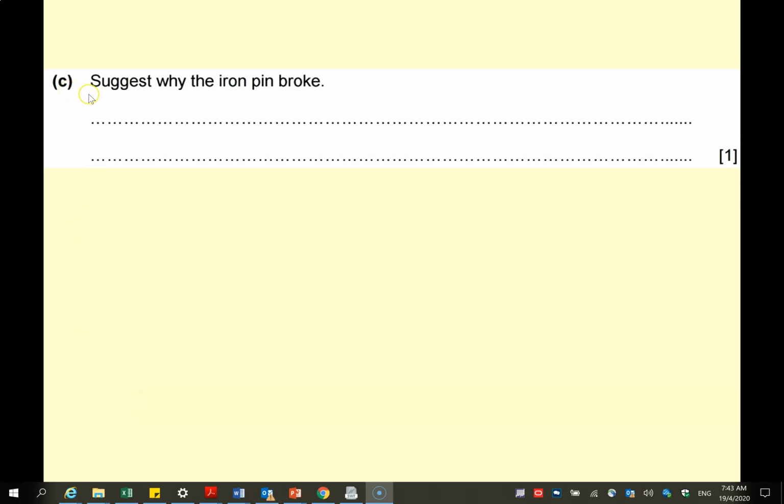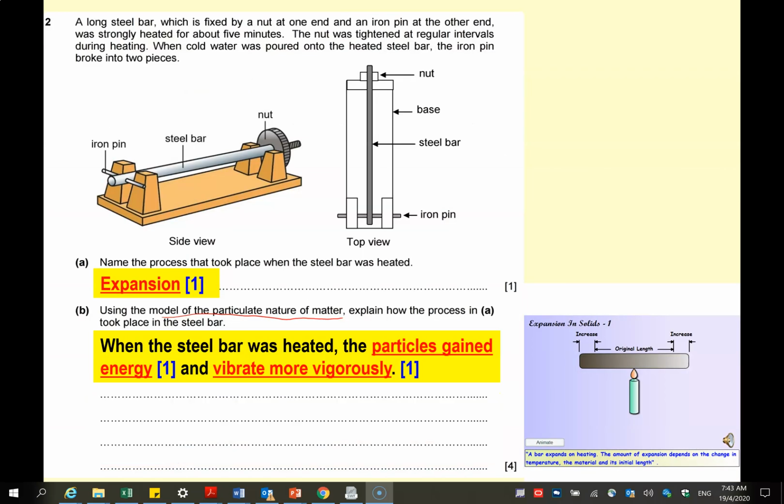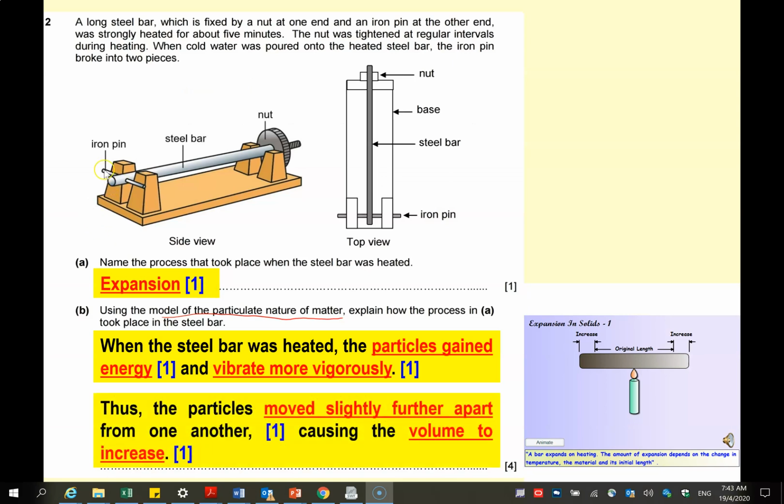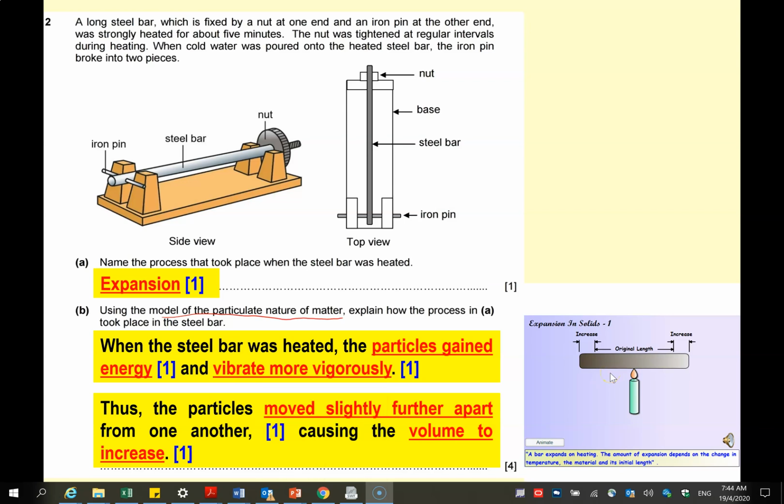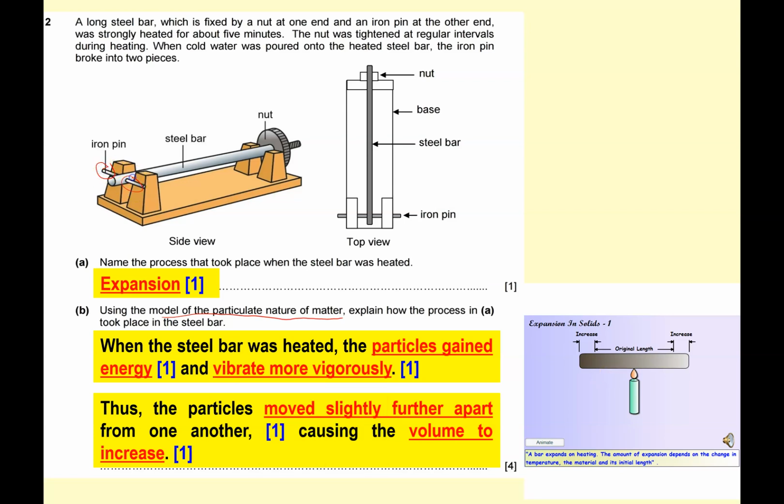Question C. Suggest why the iron pin broke. Let's look at the diagram again. This is the iron pin. And what happened that caused it to break? Let's look at the question stem.